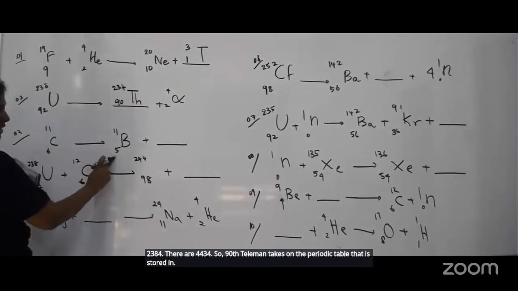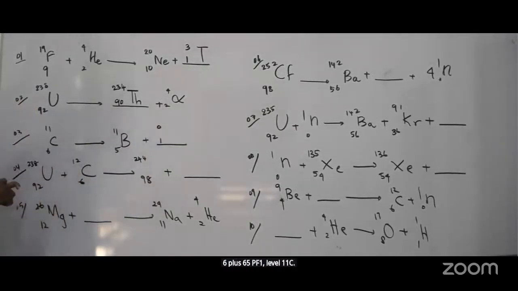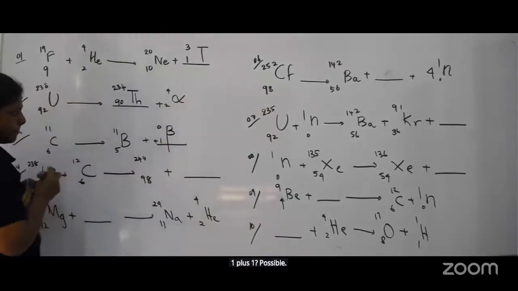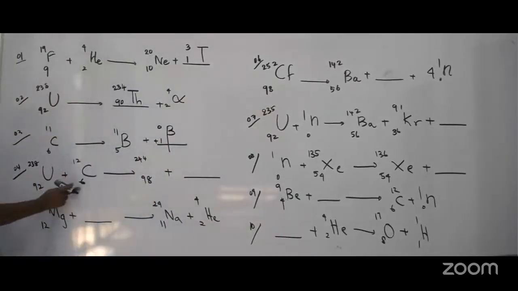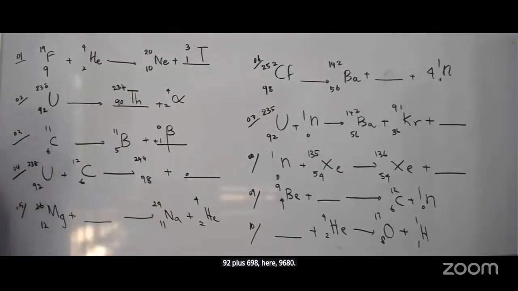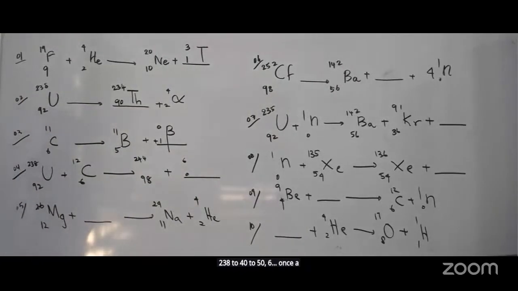6 plus 6, 5, here 1. 11, 11, C. What's the particle? 1 plus 1, positron, beta. 92 plus 6, 98, here 98, 0. 238, 238, 242, 250. 6. What's the particle with 0 and 6?